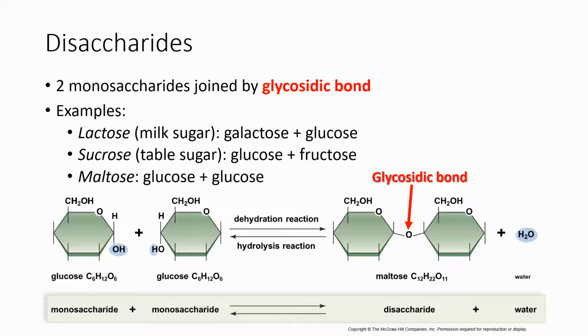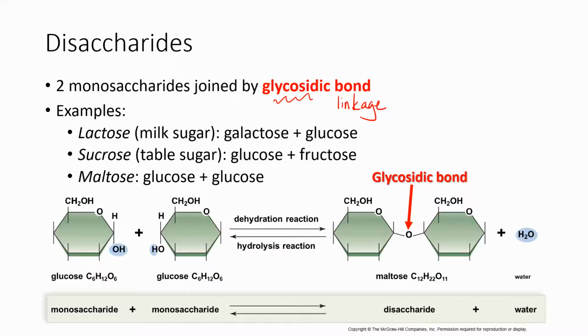Disaccharides can be important as well. So sucrose is general table sugar, the kind that you would get in a bag of sugar, pour into some iced tea or coffee. Lactose is the sugar that's found in milk. And I just wanted to point out that the bonds that hold monosaccharides together are called glycosidic bonds. They're also sometimes called a glycosidic linkage.